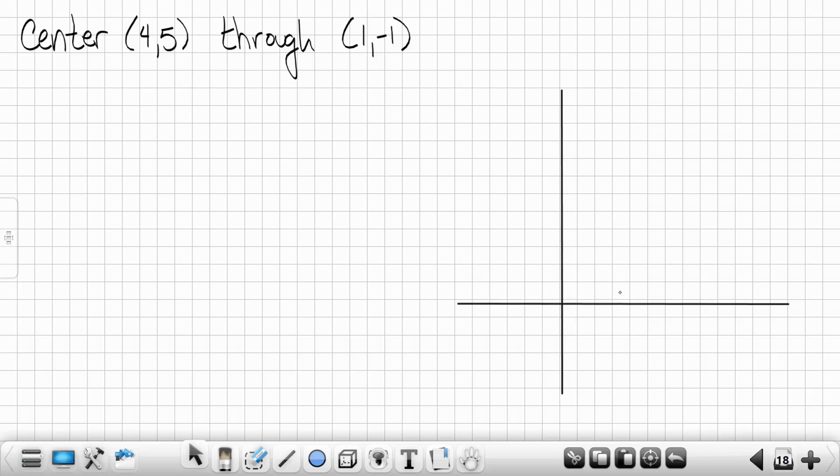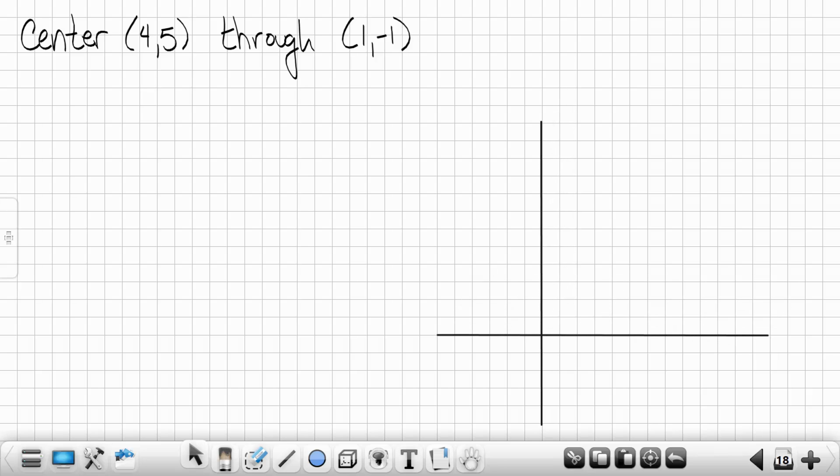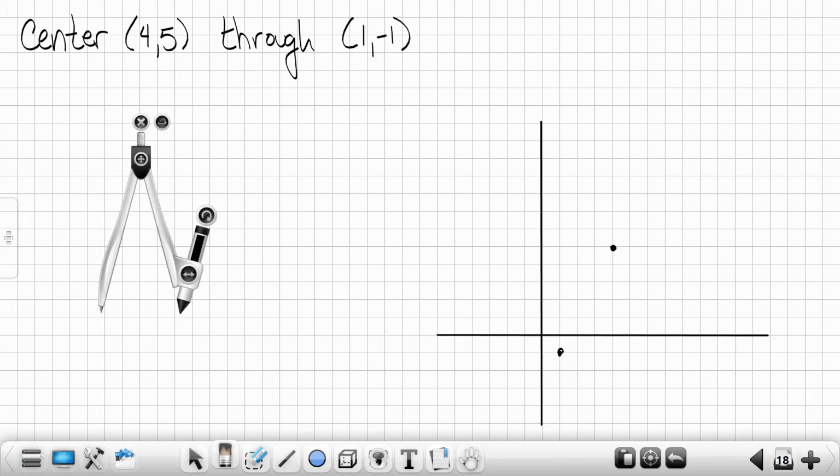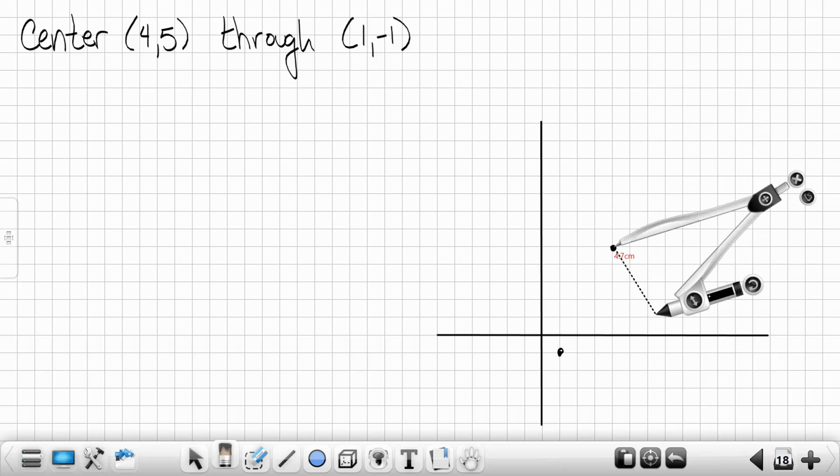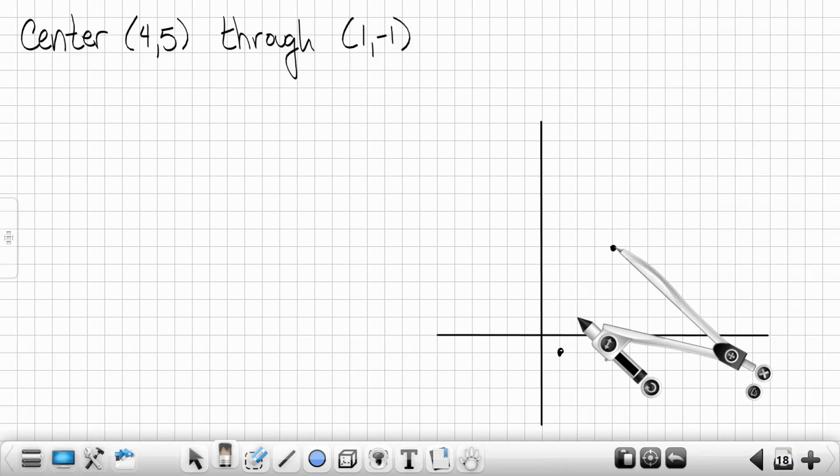So visually, for those of you who like the visual, the center is (4, 5), and I want my circle to pass through the point (1, -1). Could you guys draw a circle where that's the center and that's the point it goes through? If we can draw it, that means we can find the equation. And as Raymond said, we need the radius.